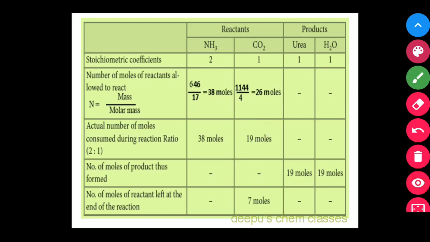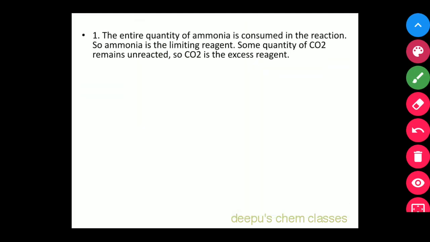So let us see the questions. The first question they have asked is which is considered to be the limiting reagent. We know very well now which is completely consumed during the reaction. Ammonia is completely consumed, so ammonia is considered to be the limiting reagent. And which is present in excess? Carbon dioxide is present in excess, so carbon dioxide is considered to be the excess reagent. So for the first question, the entire quantity of ammonia is consumed, so ammonia is the limiting reagent. Carbon dioxide is unreacted, that is 7 moles of carbon dioxide remain unreacted, so carbon dioxide is the excess reagent.